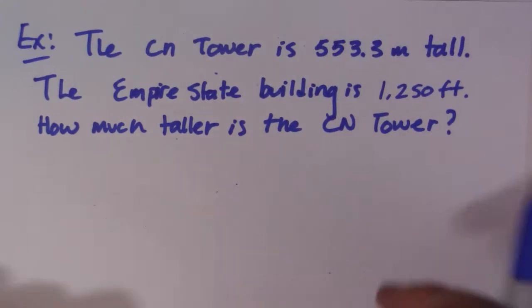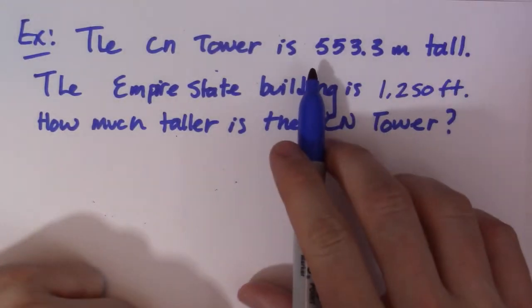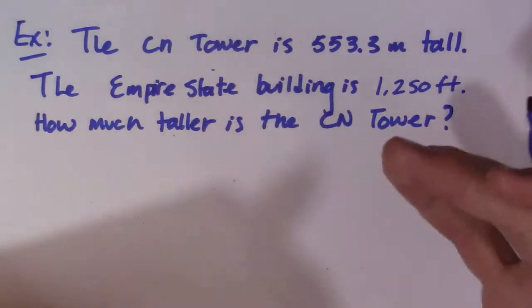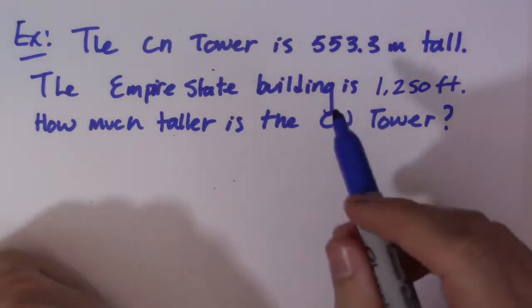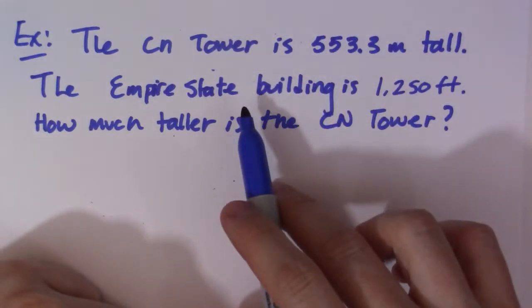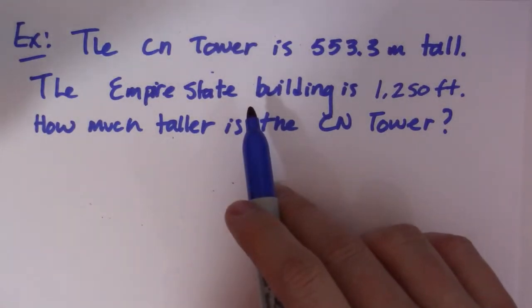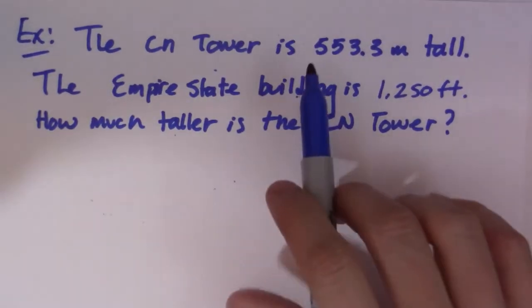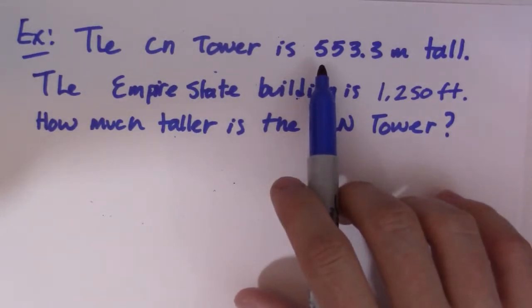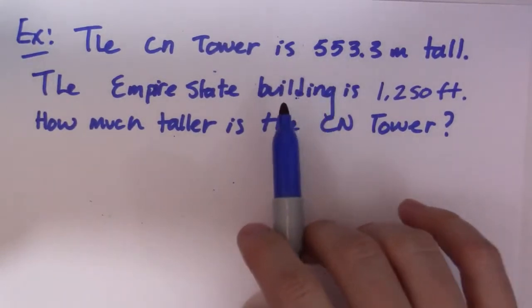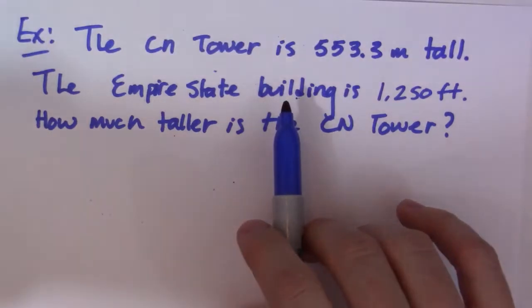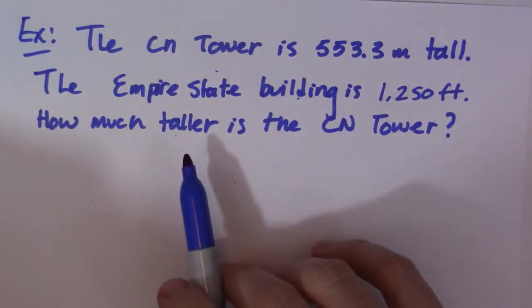All right, the CN Tower. So this is another example. We're just comparing two heights. The CN Tower, which I love, I've been there, and the Empire State Building, which I walked outside of, but I have not been actually in it. So the CN Tower is 553.3 meters tall. The Empire State Building is 1,250 feet tall. How much taller is the CN Tower?